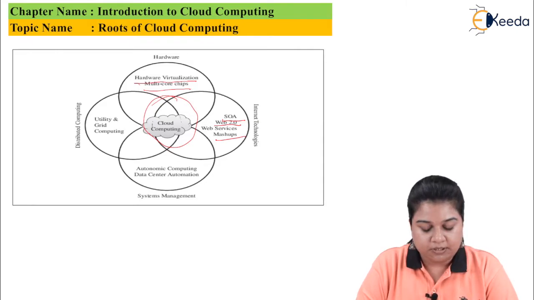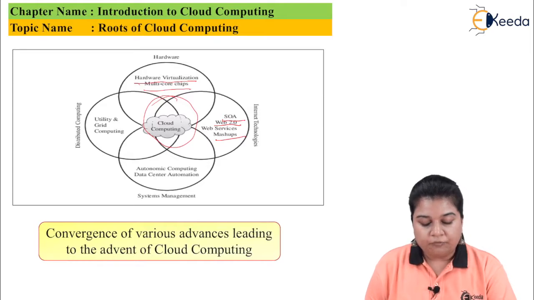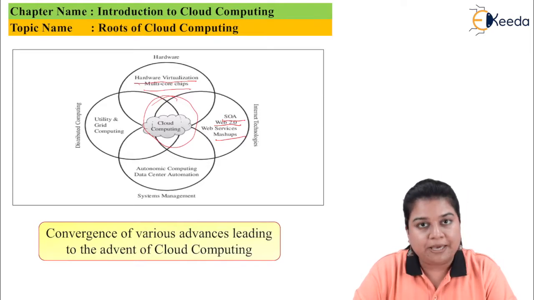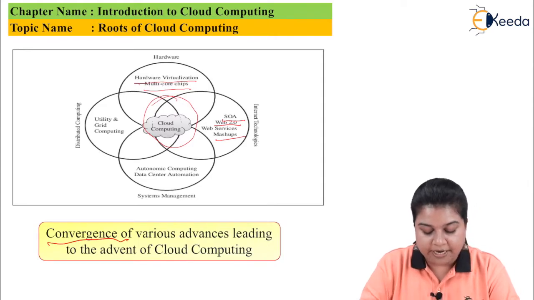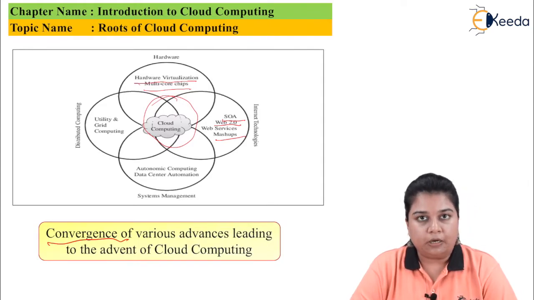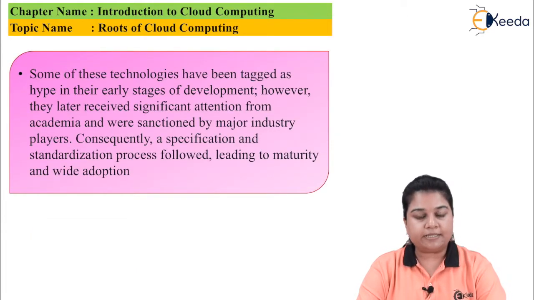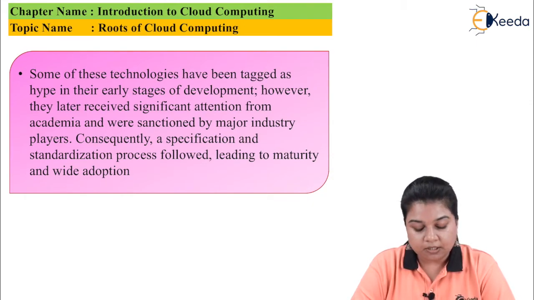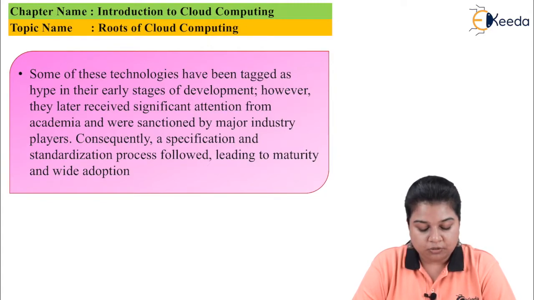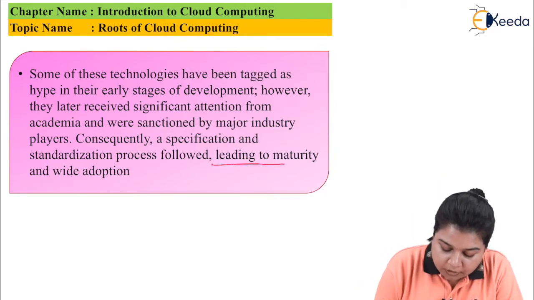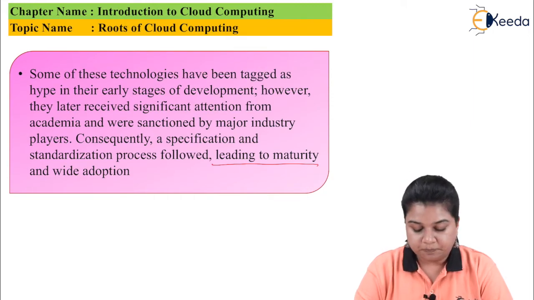We can also say that this particular diagram explains the convergence of various advanced technologies leading to the advent of cloud computing. Some of these technologies have been tagged as hype in their early stages of development. However, they later received significant attention from academia and were sanctioned by major industry players. Consequently, a specification and standardization process followed, leading to the maturity and wide adoption.